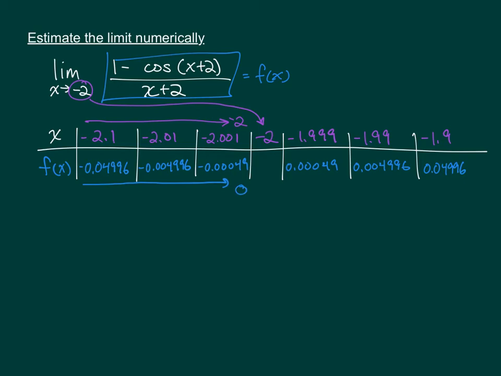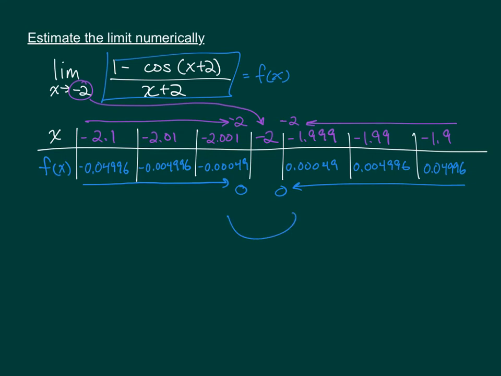So from the right, the x values are also approaching -2. And we hope that the y values are approaching what we got over here on the left. Let's see what happens. When we approach the x value from the right, the y values get closer and closer to 0. So it looks like as x approaches -2 from the left and from the right, the y values get closer and closer and closer to 0. And that makes us happy.